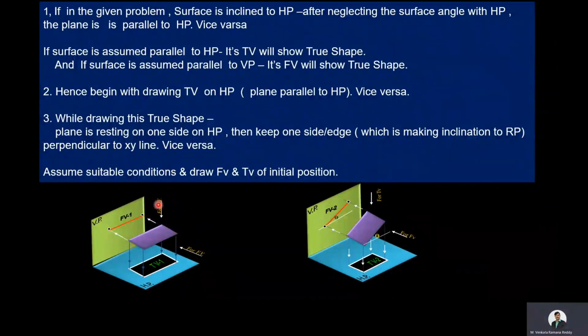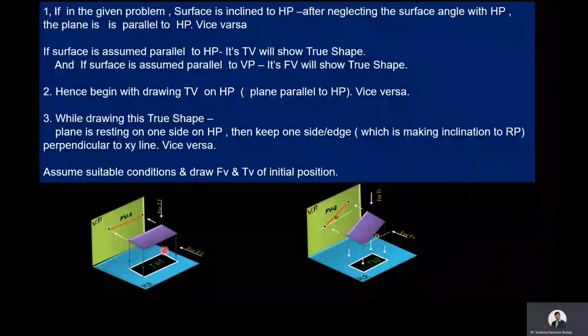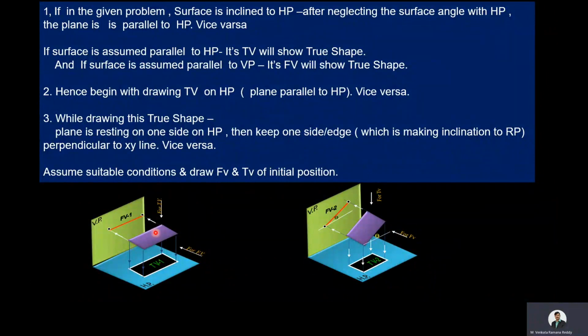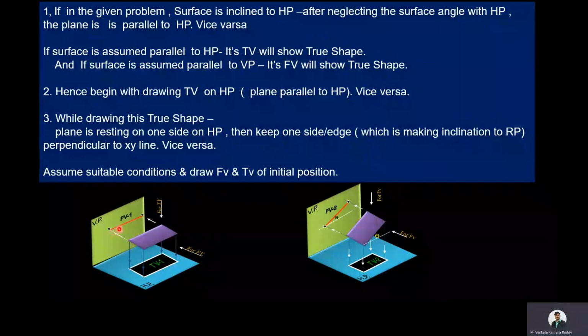So for that, we need to select the top view first. In top view, we will get the true image of the plane. The top view is projected onto the horizontal plane. On horizontal plane, you will get top view. Next, after drawing the top view, we'll draw front view. Front view is projected onto the vertical plane. In front view, it is a line.